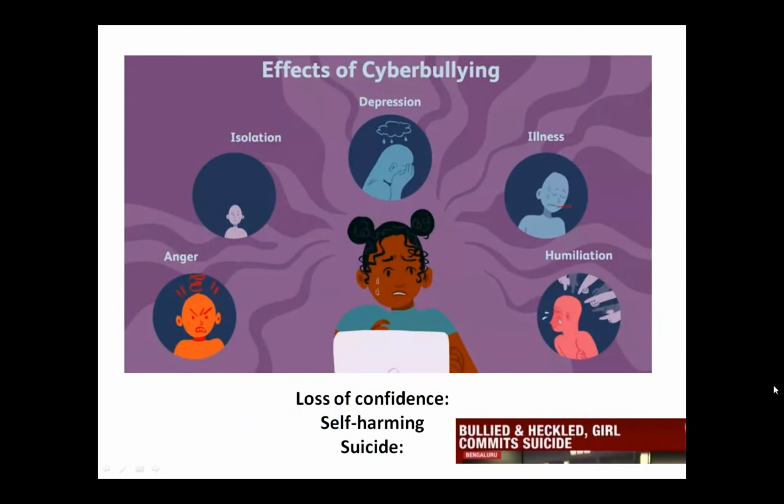So the other effects you can see are anger, isolation, depression, illness, humiliation, loss of confidence, and self-harm. The recent news in Bangalore: bullied and heckled girl commits suicide. That's the recent news from Times of India. So that is happening.